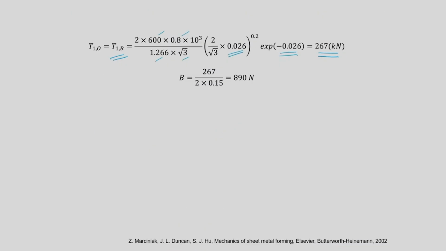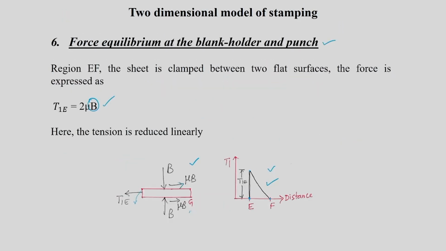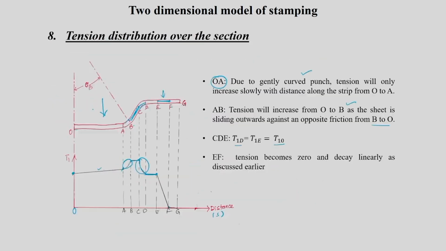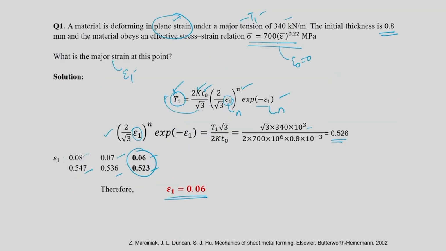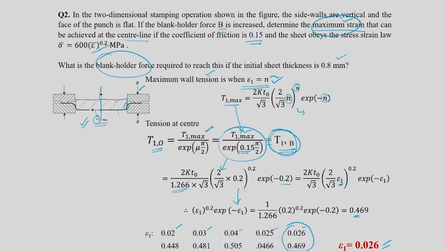How? 267 divided by mu b, this equation. 267 divided by 2 mu will give me b. That b is nothing but my blank holding force, which I am getting as 890 Newton here. You can check it, the calculation is correct. So this way one can solve this particular problem.